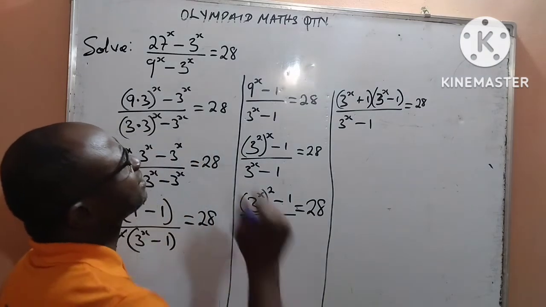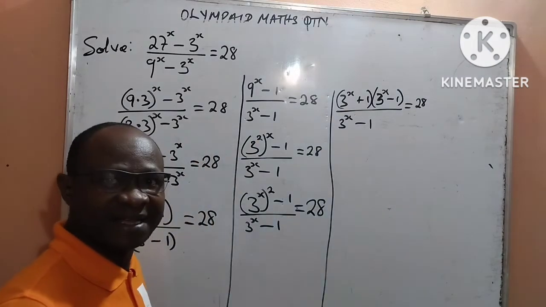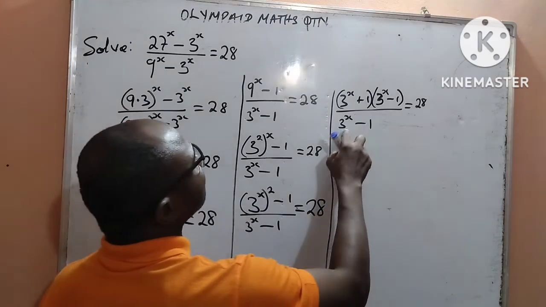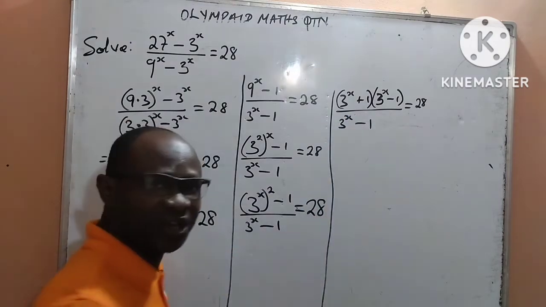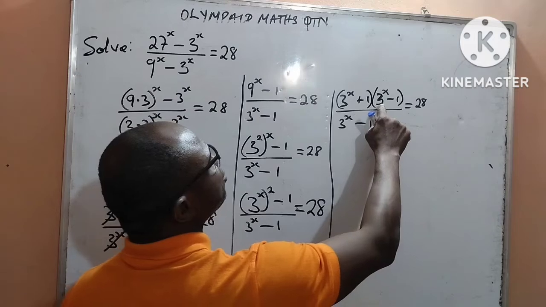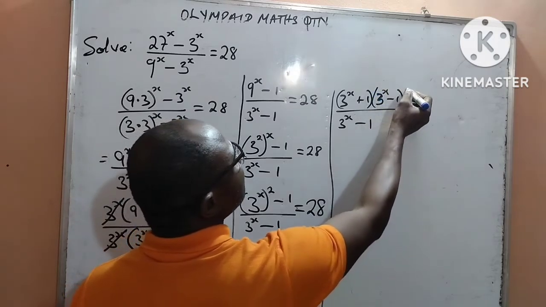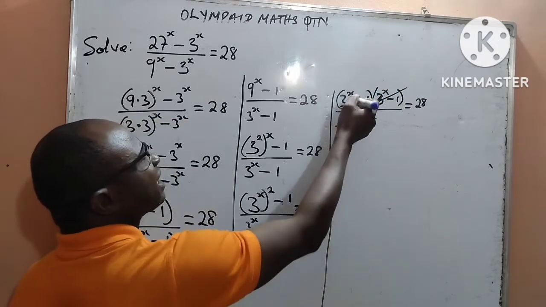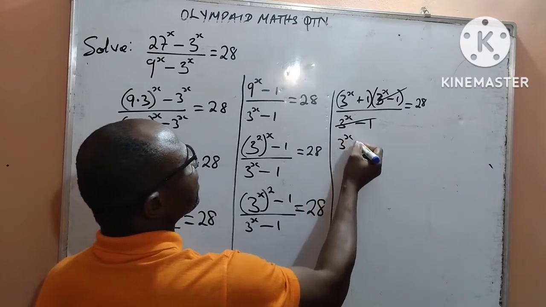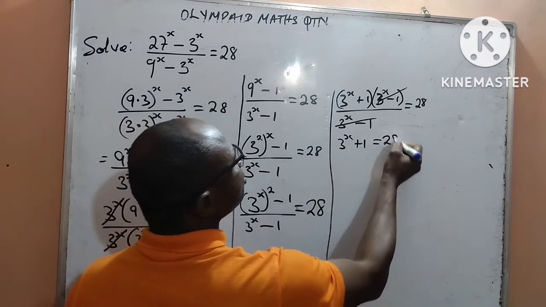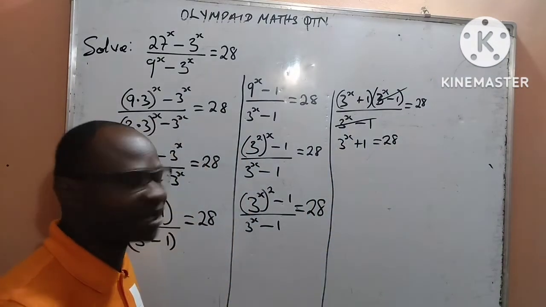Alright. Then, if you look very well at the left hand side, you can see with me that 3 to the power of x minus 1 at the denominator, I have it also at the numerator, 3 to the power of x minus 1. I can now cancel it out, leaving me with 3 to the power of x plus 1 equal to 28. We're almost done, okay?